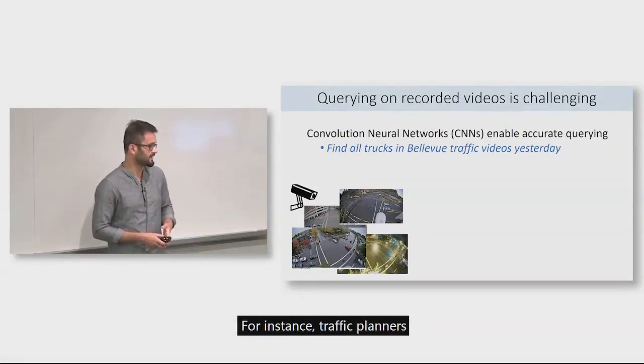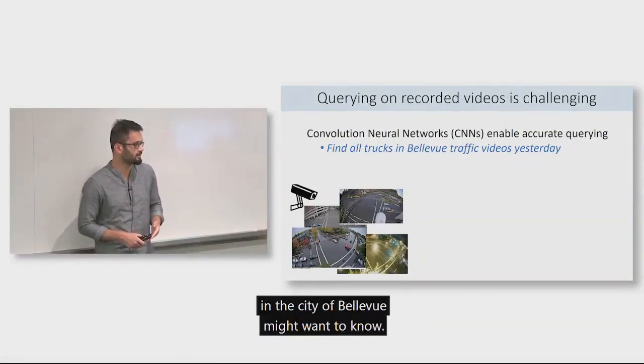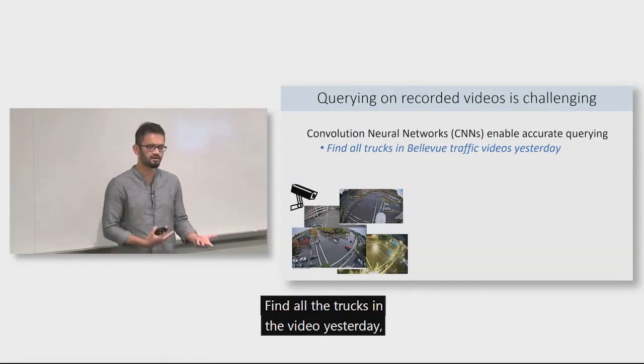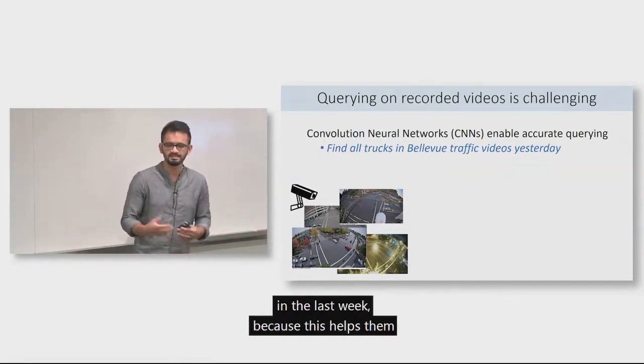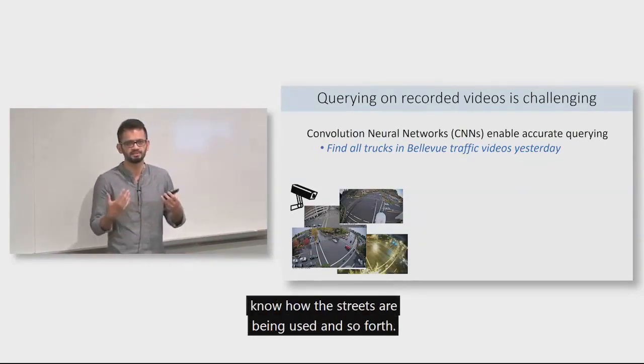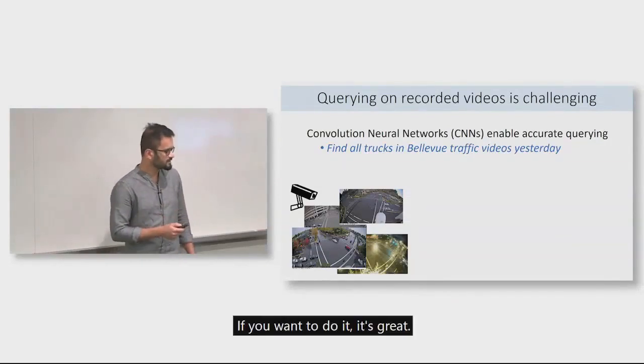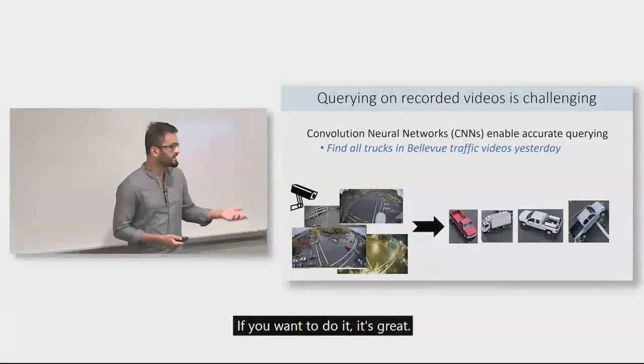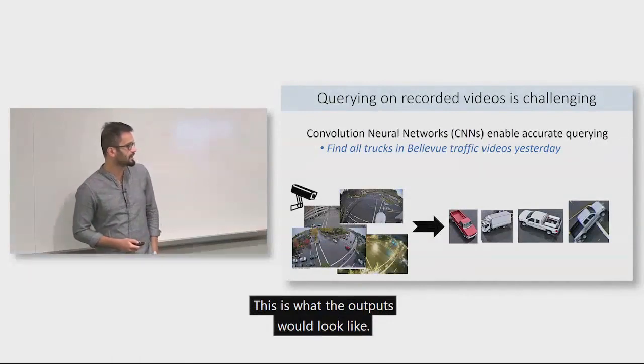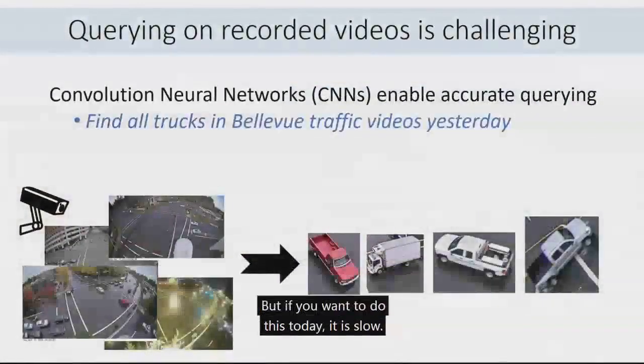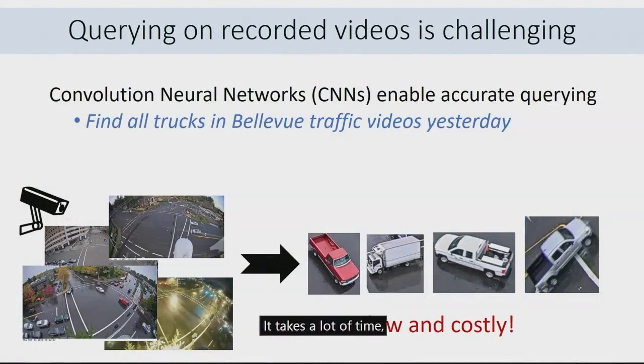For instance, traffic planners in the city of Bellevue might want to find all the trucks in the video from yesterday, or the last week, because this helps them know how the streets are being used and so forth. And if you want to do it, it's great. This is kind of what the outputs would look like. It gives you all the trucks. But if you want to do this today, it is slow, it takes a lot of time, and it is quite expensive.